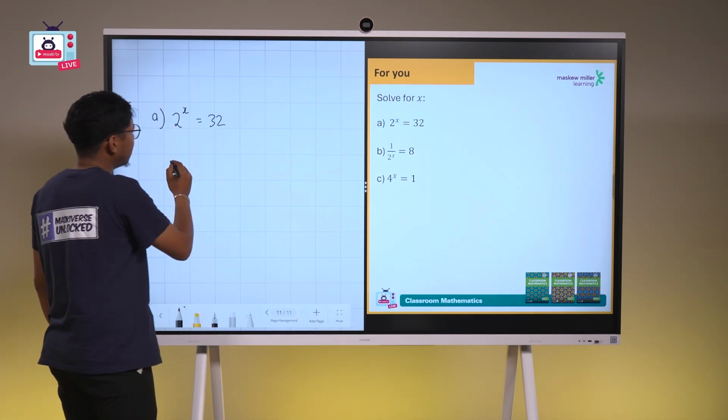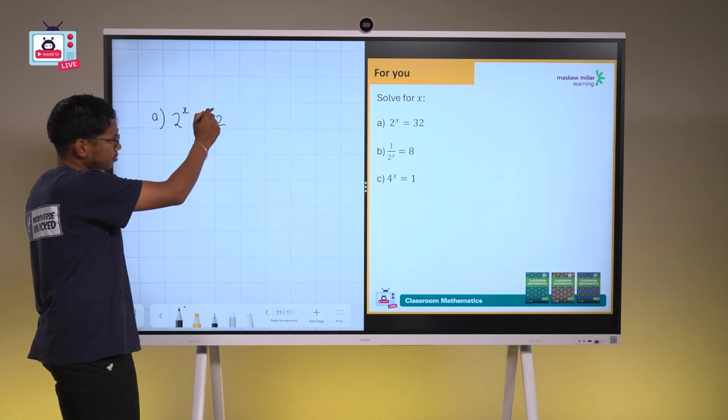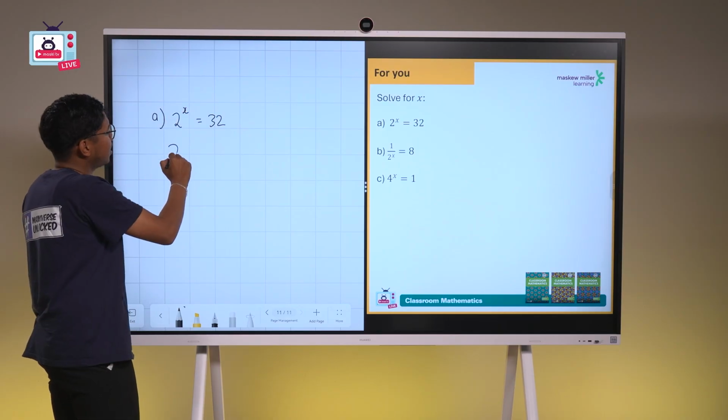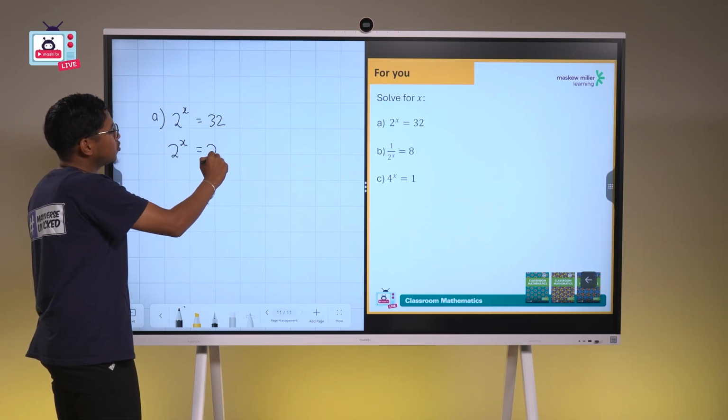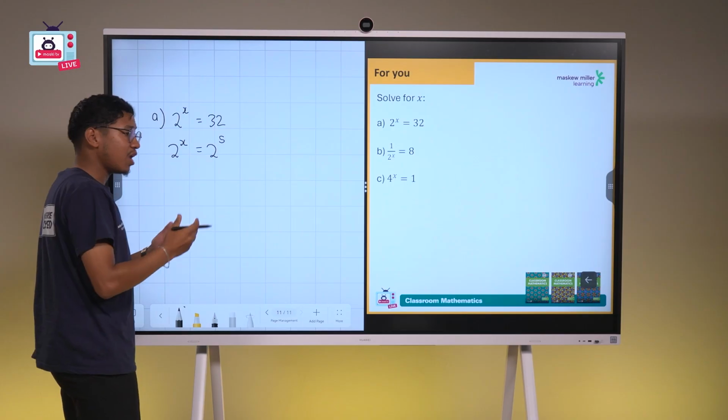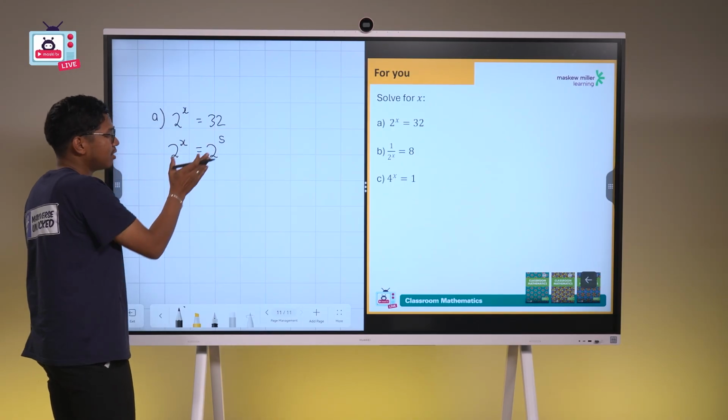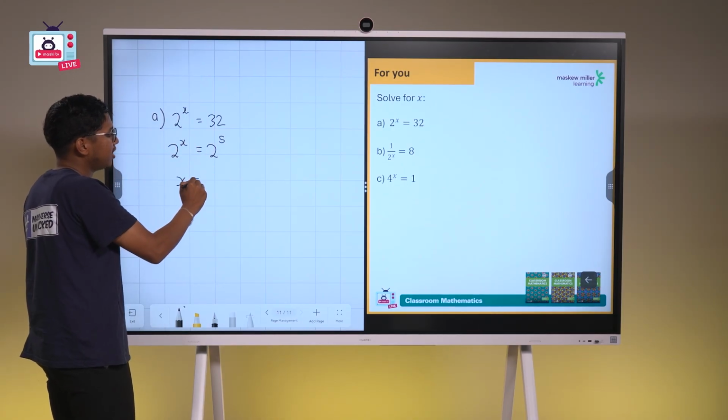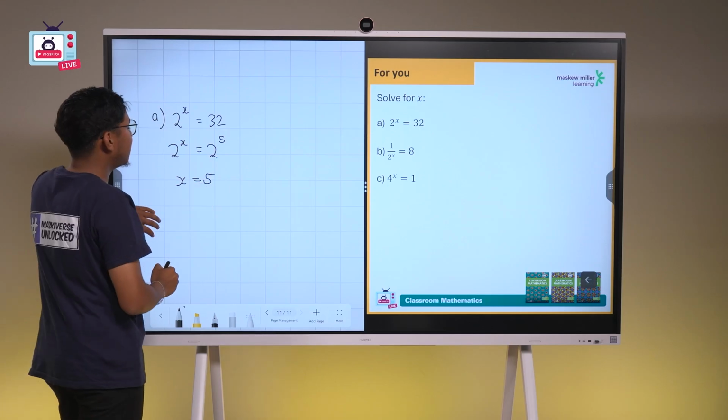So I know I can write the number 32 as a prime base of 2. And that simply gives me 2 to the power of 5. And once we have our bases to be the same, we equate the exponents. Therefore, x equals 5. That was fairly simple.